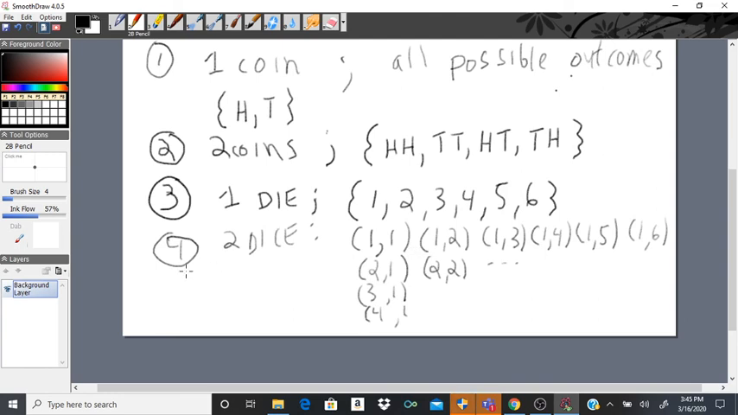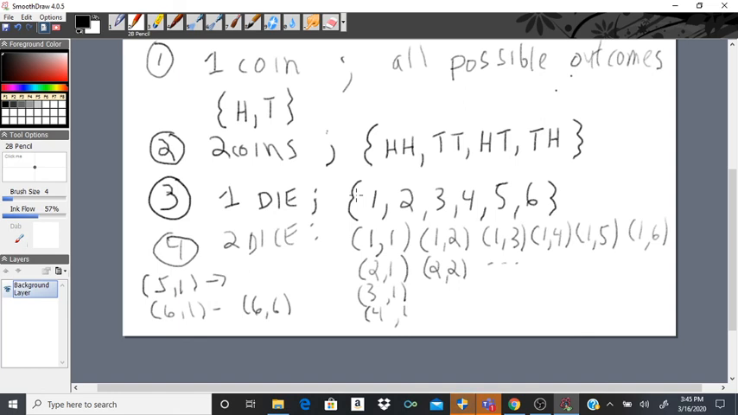I don't have enough space, and it's just not worth it to start erasing. But then it could be 5, 1, etc., down to 5, 6, and then 6, 1, all the way to 6, 6. So that is a sample space, and here's a bunch of examples, the most important being this last one.